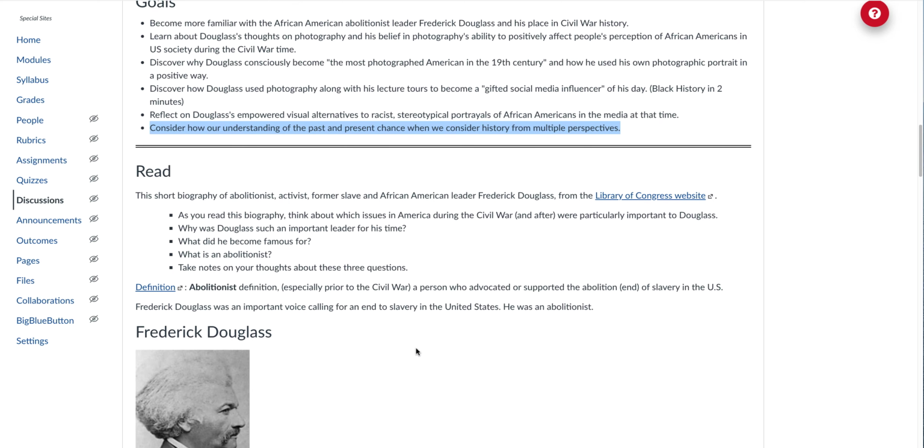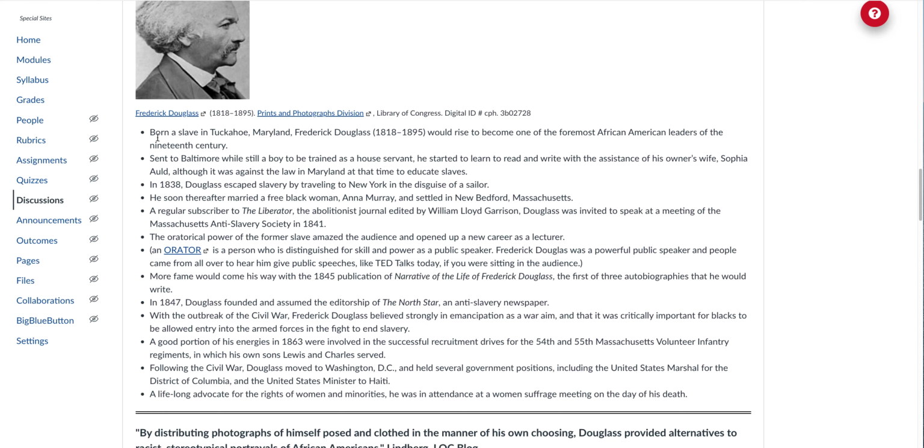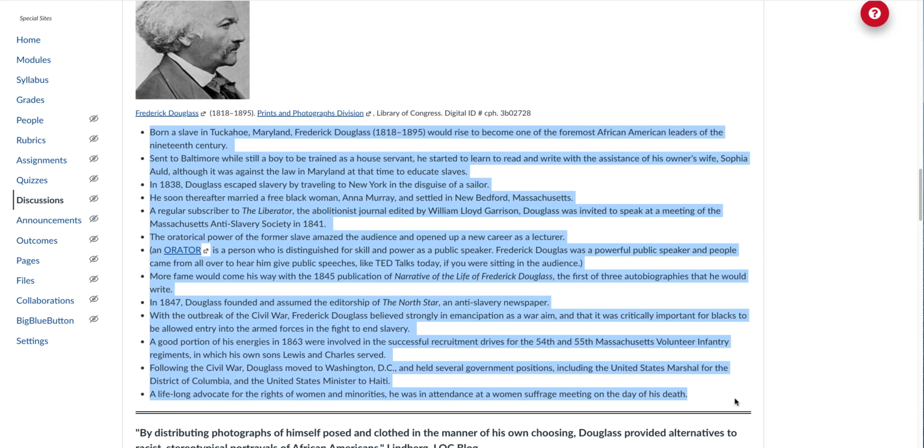All right, so there's 3 things that you need to do. The first thing is you're going to read this short biography of Frederick Douglass. I copied this from the Library of Congress website. So you can go to the Library of Congress website and read it, or you can just read it here. So here it is. Here's his bio that I copied.